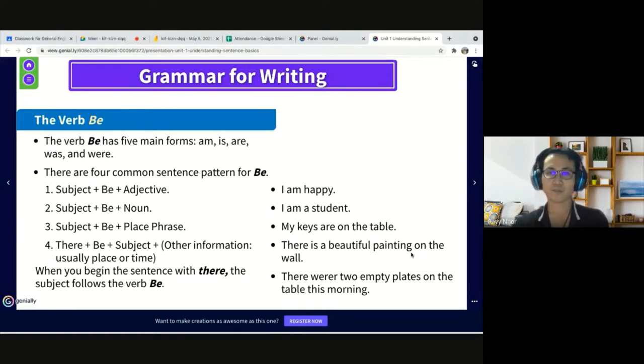And painting here is the subject of the sentence when the sentence begins with there. And the subject of the sentence is, what is it? There were two empty plates on the tables this morning. The subject is here.